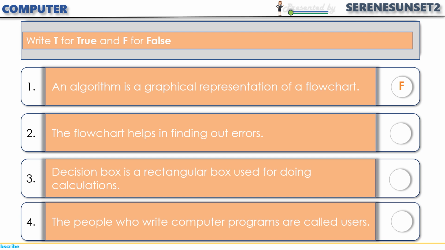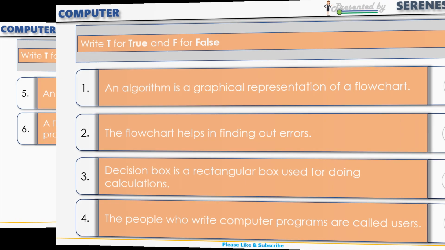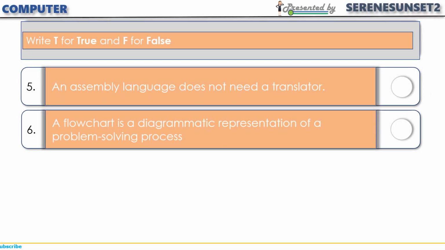Second, the flow chart helps in finding out errors. Answer: true. Third, decision box is a rectangular box used for doing calculation. Answer: false. Fourth, the people who write computer programs are called user. Answer: false. Fifth, an assembly language does not need a translator. Answer: false.